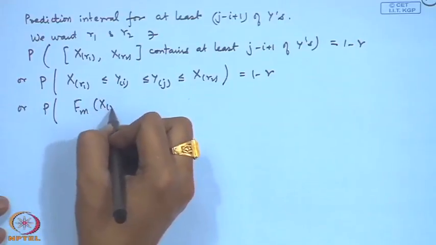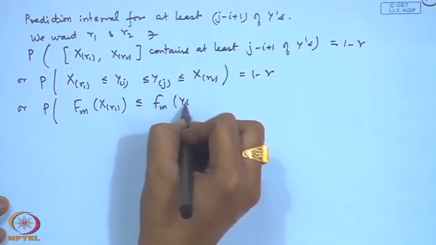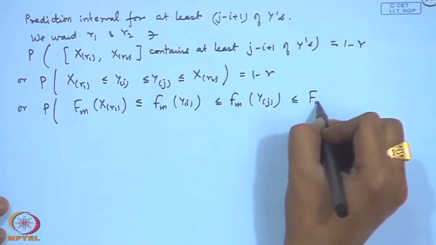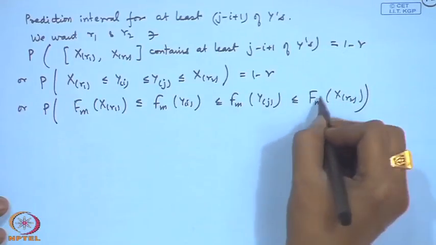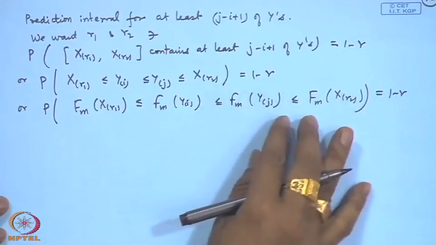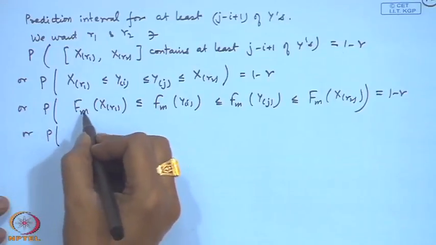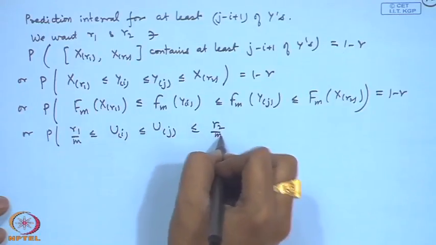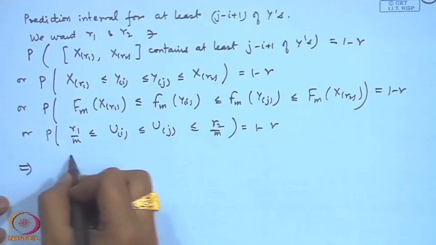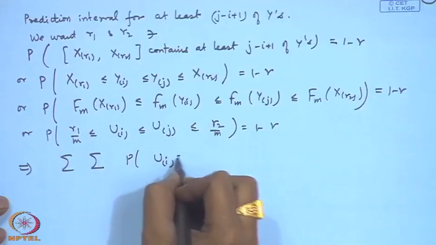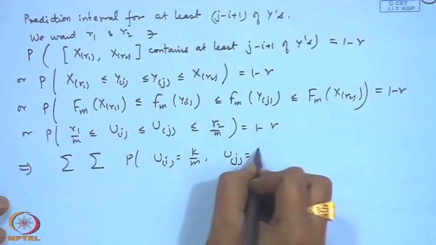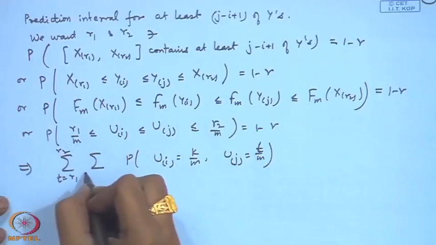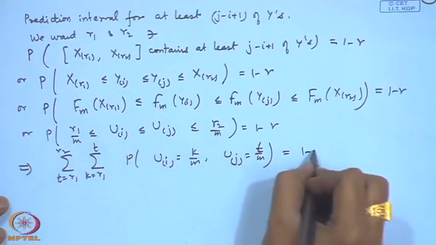So F_m of x_{r1} ≤ F_m of y_i ≤ F_m of y_j ≤ F_m of x_{r2}, where F_m denotes the empirical distribution function of the x sample. So this is nothing but r1/m ≤ u_i ≤ u_j ≤ r2/m, that is equal to 1 minus gamma. We can consider it as a double summation, the probability of u_i equal to some k/m and u_j equal to some t/m, where t is equal to r1 to r2 and k is equal to r1 to t, that is equal to 1 minus gamma.